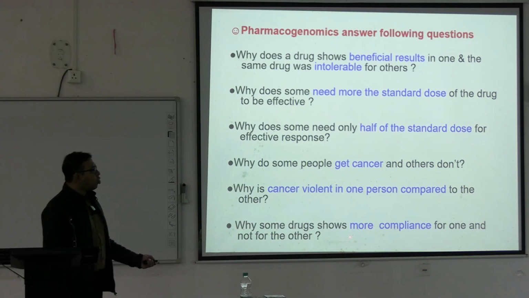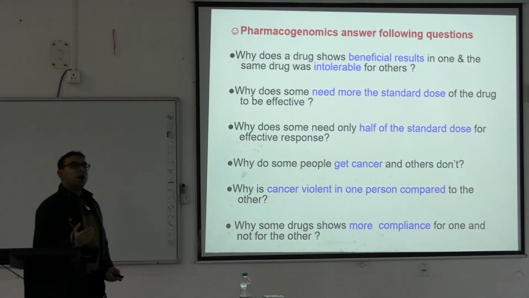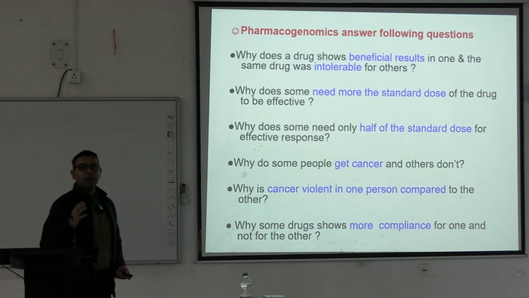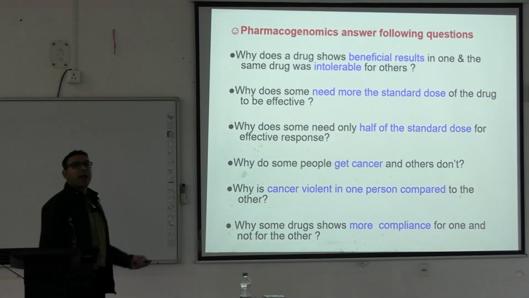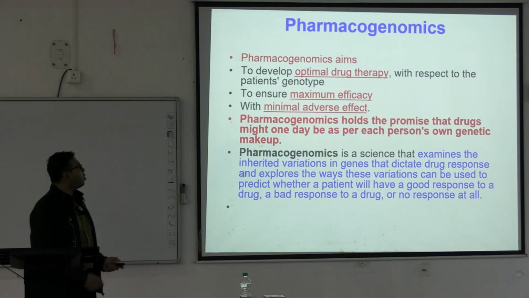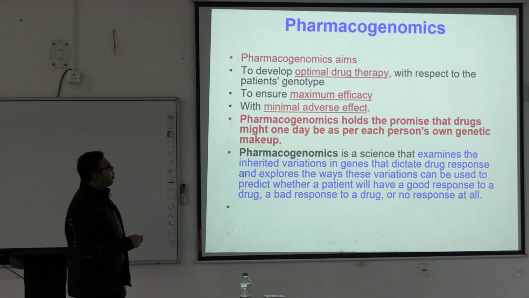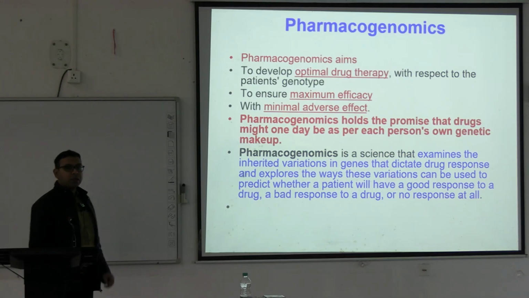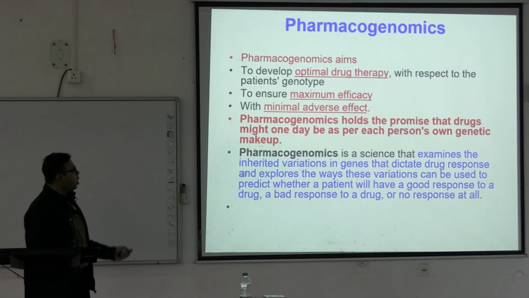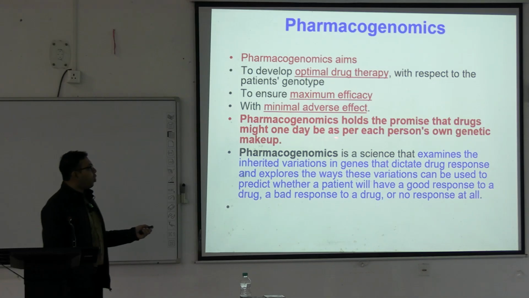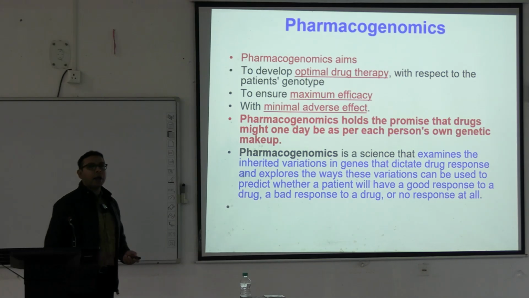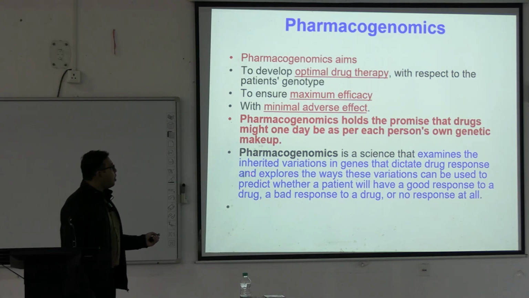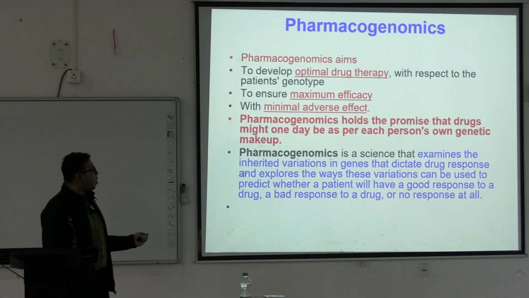And also why some drugs show more compliance, that is, the patient has no problem in taking a medication for a long period of time, there may be less adverse effect. So that is the compliance or adherence to medication, that also changes accordingly. So ultimately we want to develop an optimal drug therapy for maximal efficacy and minimal adverse effect. So this is important, that is why time and again I am saying. So it holds the promise that drugs might one day be made as per each person's own genetic makeup. This is the long term goal, future goal. So it is a science that examines the inherited variation in genes that dictate the drug response.